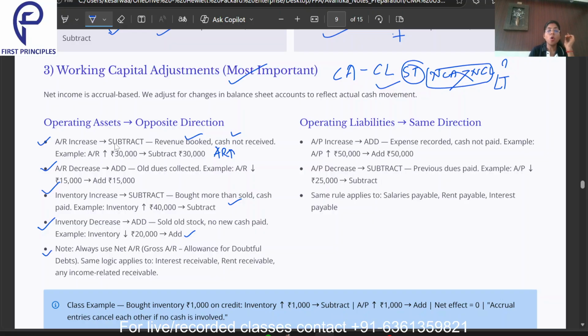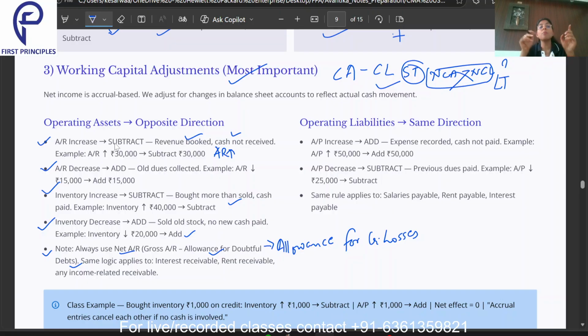Now one note, always use net AR. Net AR means what? As we know, in accounts receivable we have gross accounts receivable, and from that we reduce the allowance for doubtful debts. Sometimes it is also termed as allowance for credit losses. So allowance for doubtful debts or allowance for credit losses, these are one and the same terminology, just in case you get this terminology in the exam, so don't get scared.